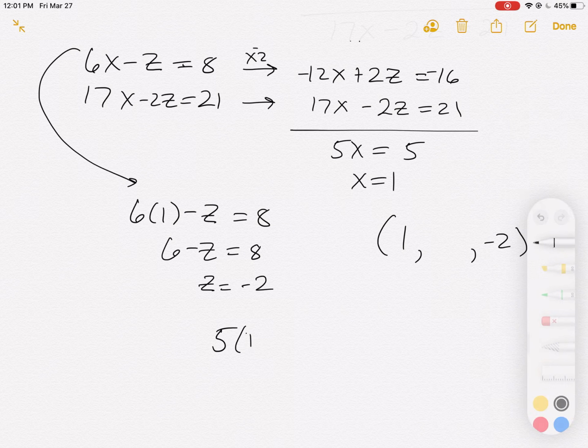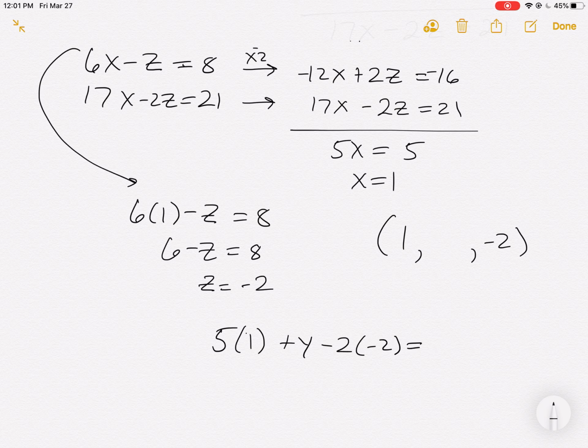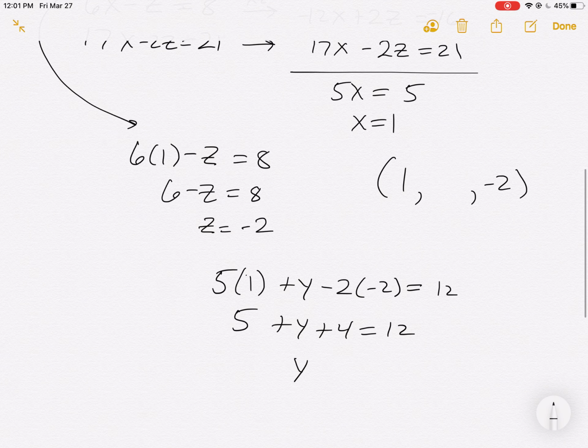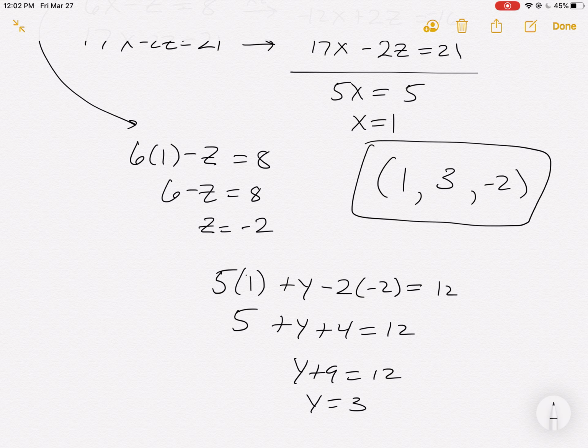times 1 plus y, that's what I'm looking for, minus 2 times negative 2, that needs to be equal to 12. And so now I have 5 plus y plus 4 is equal to 12. And so I have y plus 9 is equal to 12, so obviously then y is 3. And we can finish the problem by coming right up here and saying, oh, the solution is 1, 3, negative 2. That'll be your common experience as you go through any of the 11.1 problems.